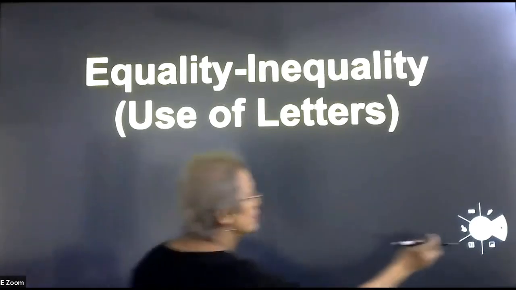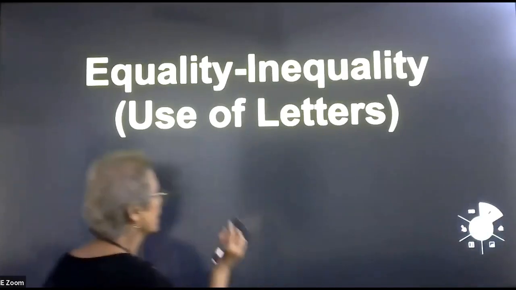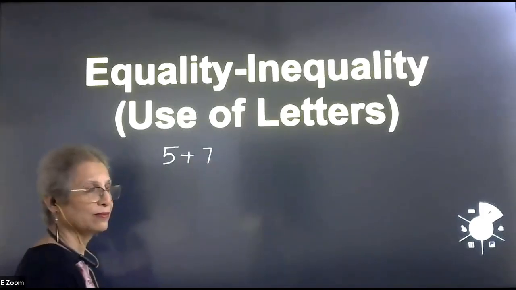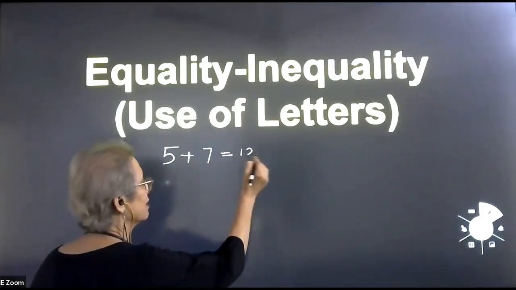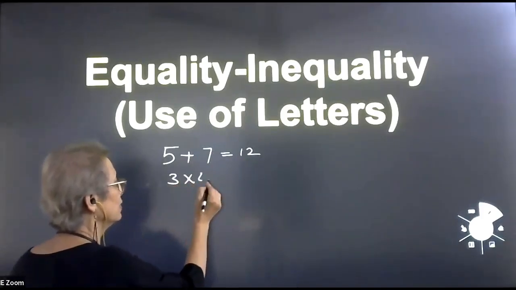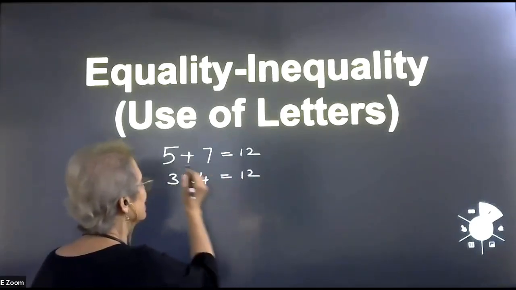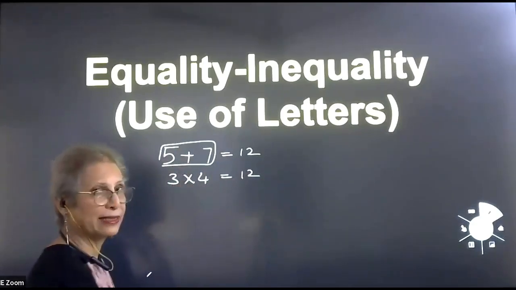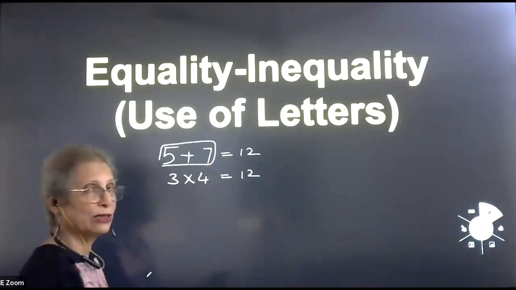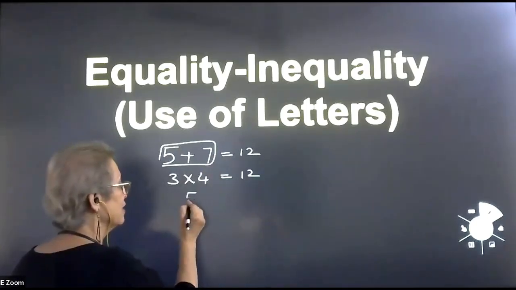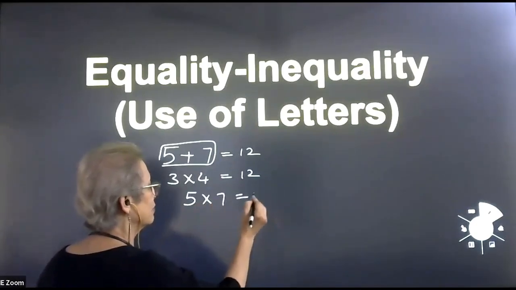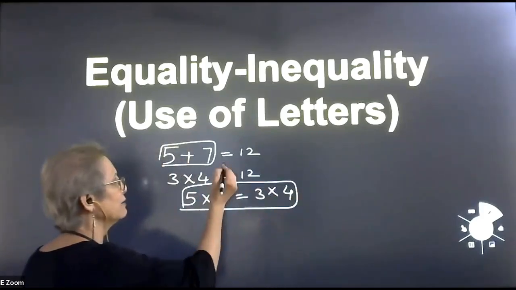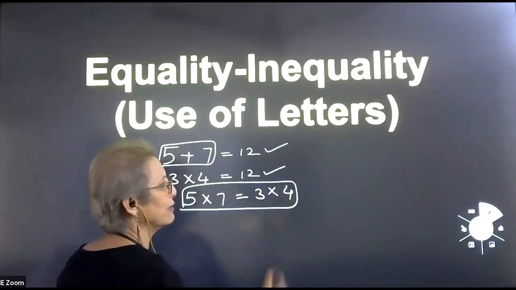Say 5 plus 7. This is equal to 12. And 3 into 4 is also equal to 12. See, 5 plus 7, we just add and we get the answer. Same way here we multiply and get the answer. And both are same. Both are equal to 12. And this can be written like this: 5 plus 7 is equal to 3 into 4. So this is an equality. This is also an equality.